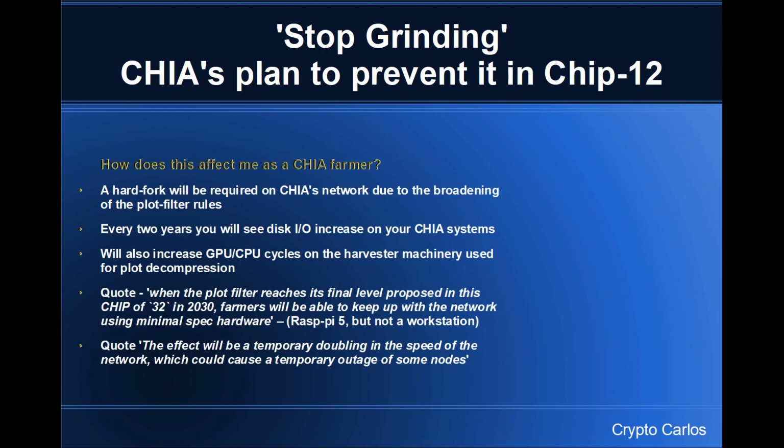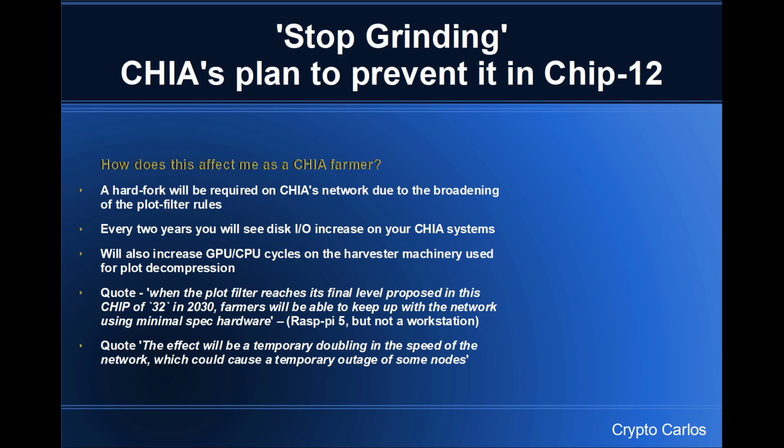Right, so how does this affect me as a CHIA farmer if this chip was to go forward and be put into the main branch? Well, CHIA does say that a hard fork will be required on CHIA's network due to the broadening of the plot filter rules. Every 2 years you will see your disk input-output increase on your CHIA systems. It will also increase your GPU CPU cycles on the harvester machinery used for your plot decompression. So it's going to, every 2 years, put a little bit more strain on our systems.